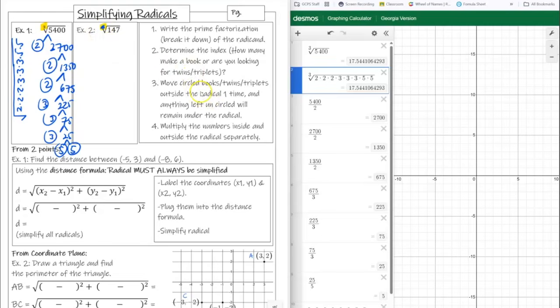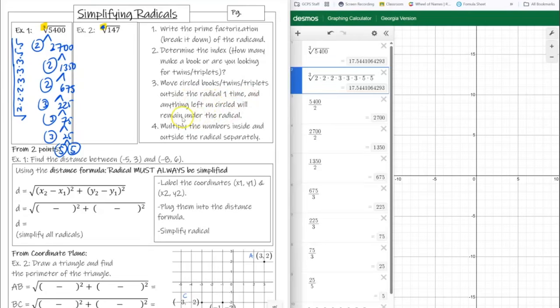Or we can do the books things. For me, I'm just going to stick with the books. Okay, so determine the index. So for me, 3 cards make 1 book. For you, how many cards make a book? All right, now what you're going to do is you're going to move circled books, twins or triplets, outside the radical one at a time.